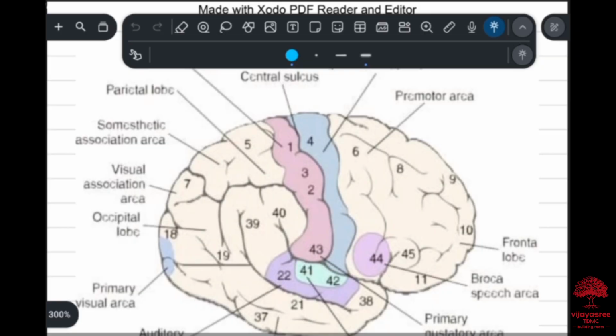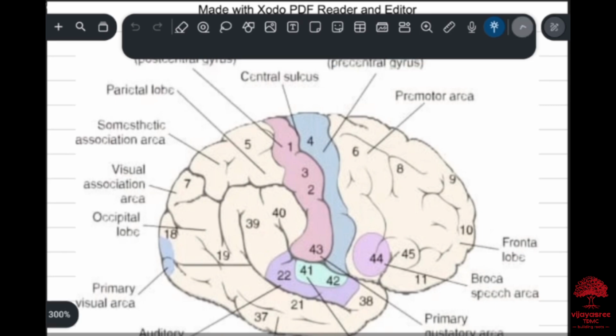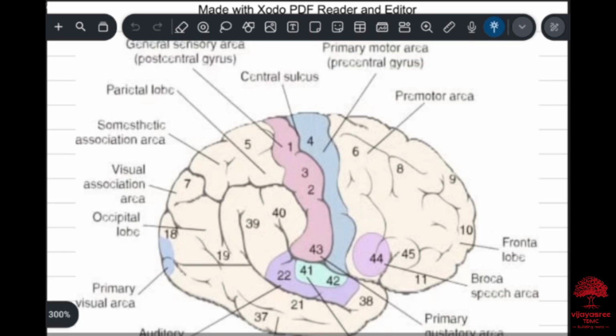The precentral gyrus, that is this one. So here the frontal lobe is here. This is the area number 4. This is the precentral gyrus, which is the primary motor cortex. Its function is to initiate the voluntary movements.